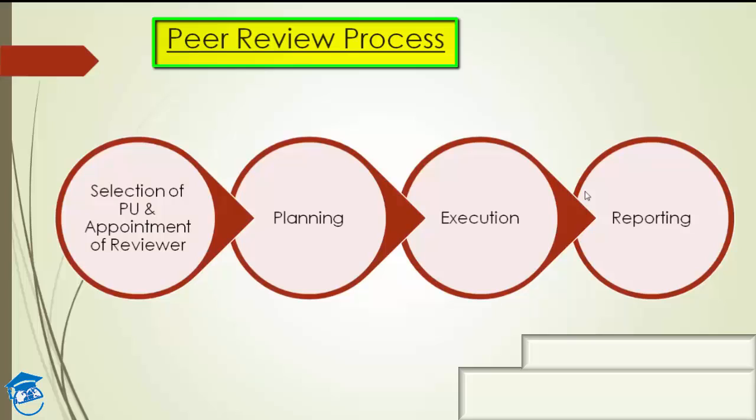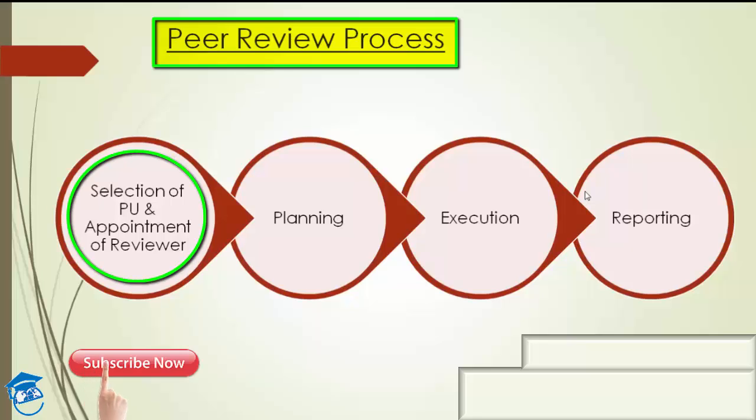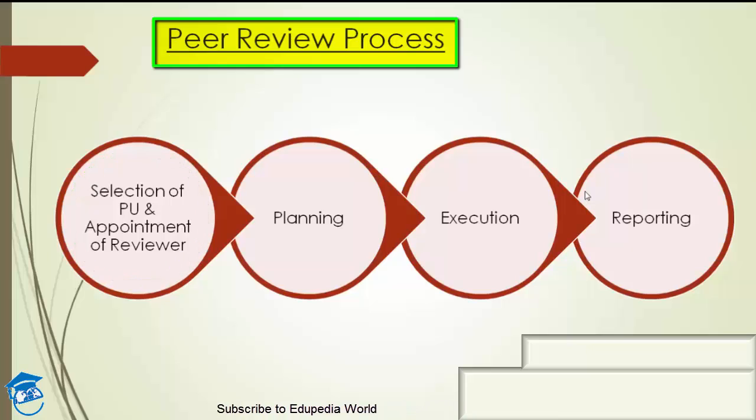In this presentation, I'll be sharing with you this last topic, and that is the peer review process. What are the stages in which peer review is done? Number one is the selection of the practice unit, or I must say the appointment of the person who is going to review the complete proceedings. You need to first select that client, or better said, that auditor, who is going to be reviewed, and appoint the reviewer in that case. That is number one.